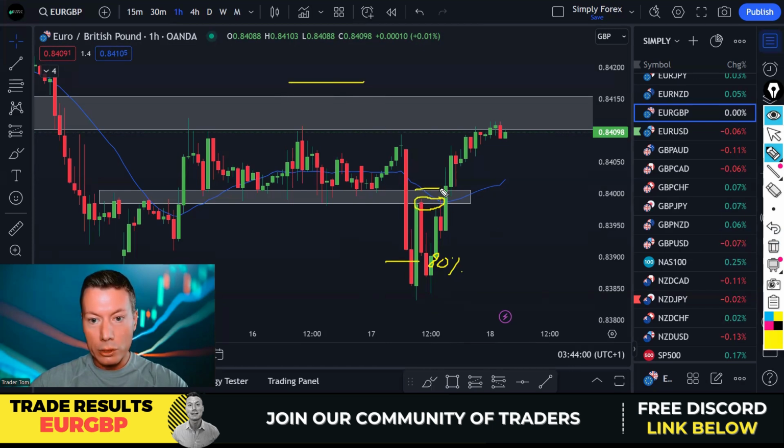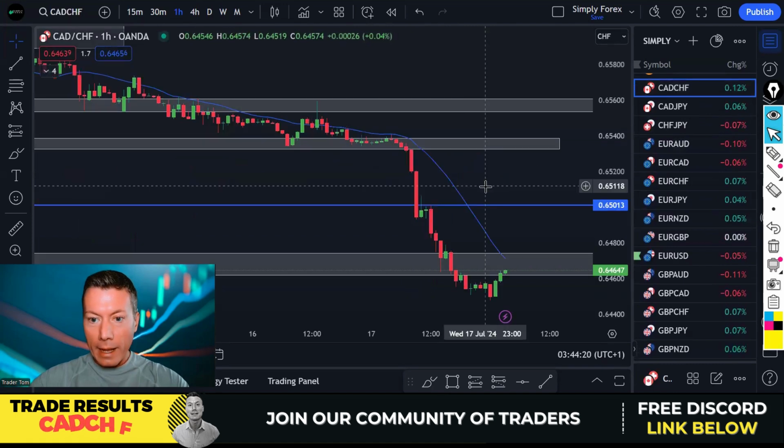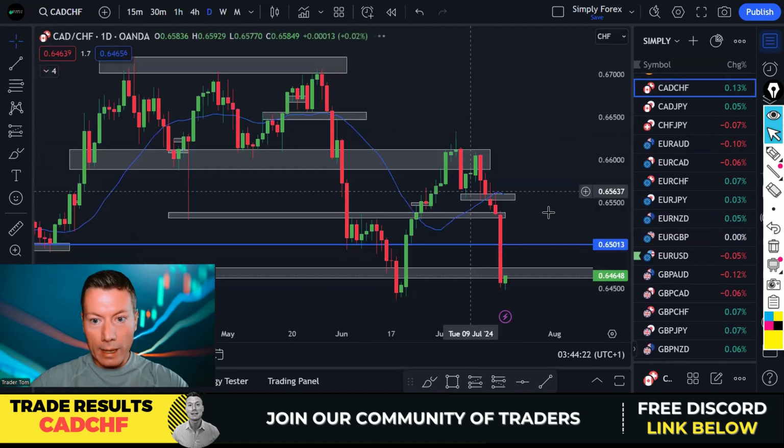So I put my stop loss in here for the remaining 20%, and that got stopped out, but we were still in profit because we ended up here. All right, so Euro Pound was a nice trade, but didn't give us an entry yesterday. And then the other trade we were looking at was Canadian dollar Swiss franc. So let's take a look at this trade.